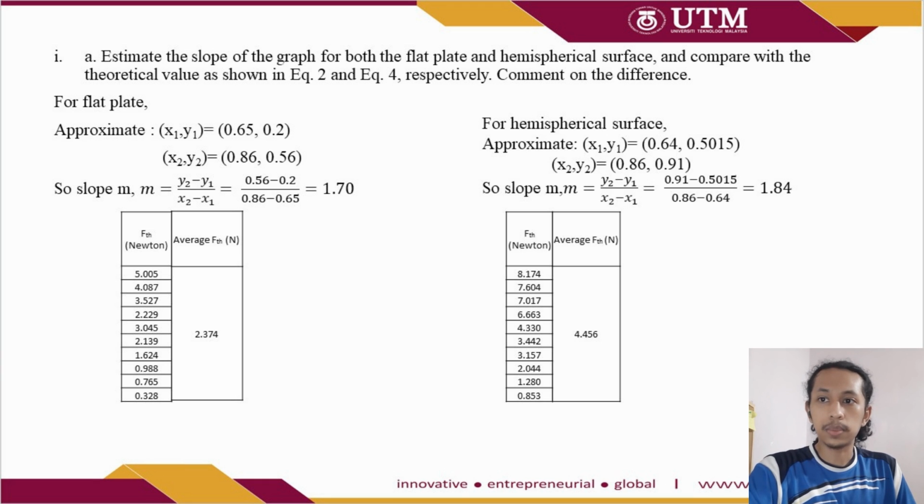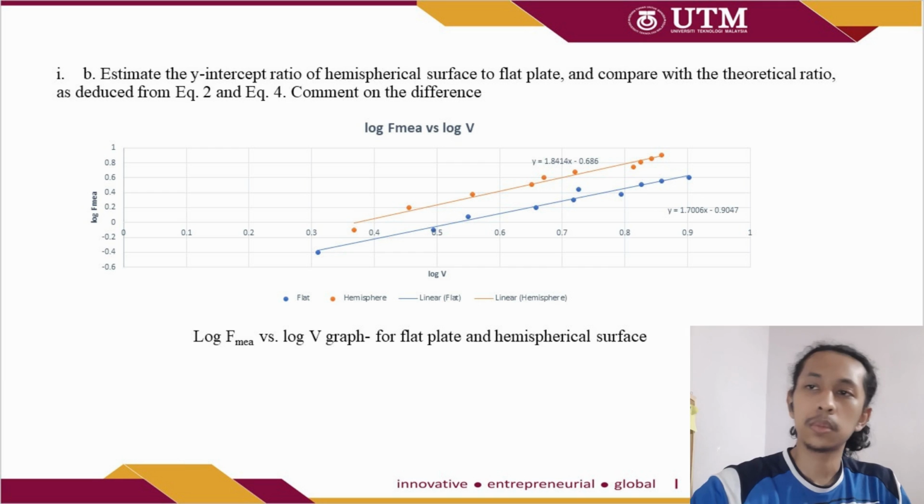And there is a difference between the value from the slope and the theoretical force for the hemispherical surface and the flat plate. This is because there is a difference in the force impact towards the plate surfaces due to the different angles of the water impaction, causing the value of the slope in the graph to be different from the theoretical value.